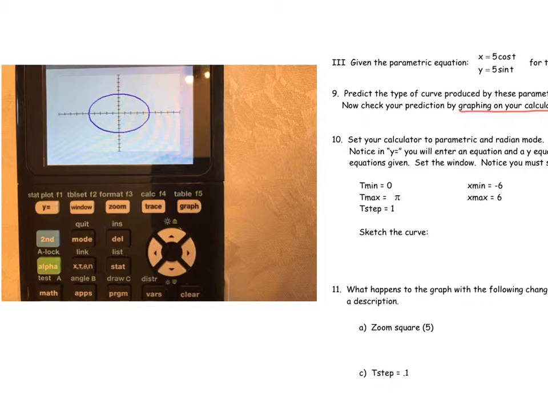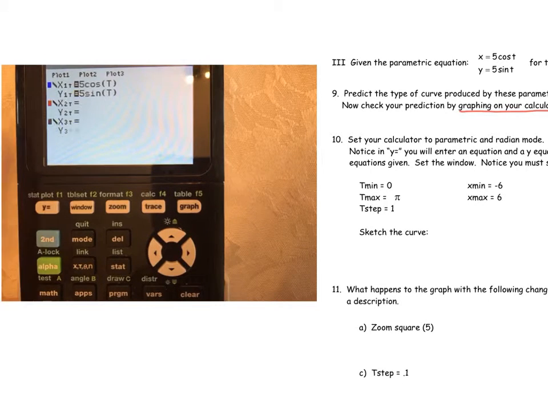Now you will need the graphing calculator for the rest of this section, so please make sure that you have one. And remember to set the mode to parametric and radian. Now let's move on to number 10. In number 10, they're asking me to set the calculator in parametric and radian just like I did, and they want me to put the x value in and the y value in, which I did. So number 10 and 11 go with number 9, which is the same equations that I just entered.